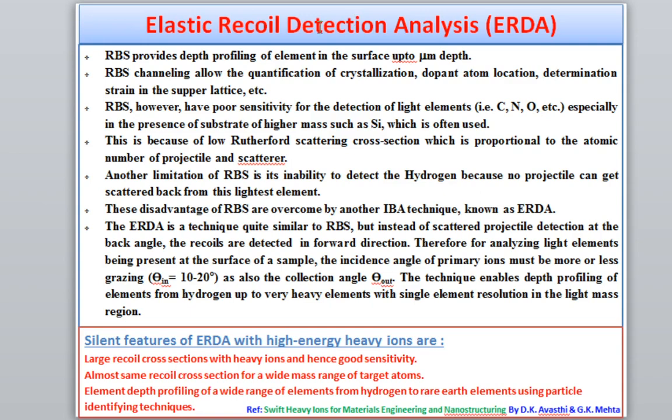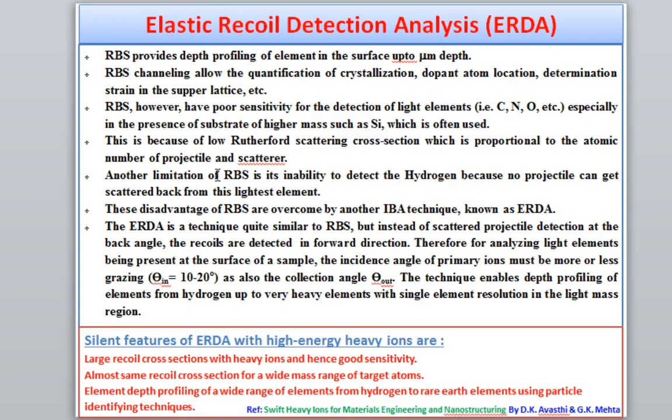So this was one drawback of RBS: it has a poor sensitivity for the detection of light elements. This is because of the low Rutherford scattering cross section, which is proportional to the atomic number of the projectile and scatterer. I have explained that because of the low scattering cross section, sigma R theta equals Z1 Z2 e squared upon E, the whole squared. So it is inversely proportional to energy and directly proportional to the square of the atomic numbers of the projectile and the target. I have explained this clearly in RBS also.